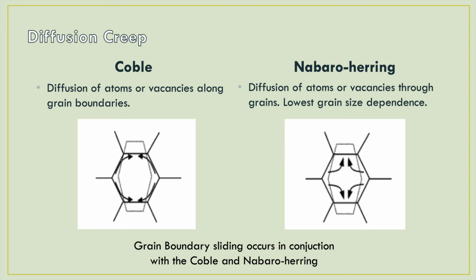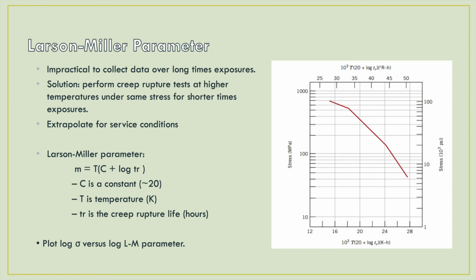Nabarro-Herring occurs solely by diffusional mass transport. It is important for much higher temperature and lower stresses compared to the case for dislocation creep. It also has the lowest grain size dependence compared to the other mechanisms.